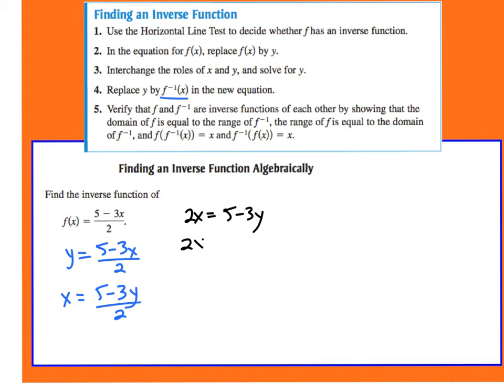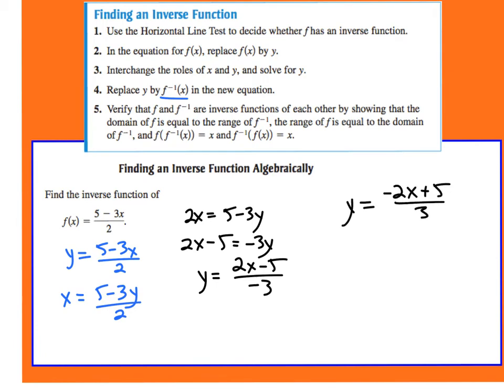Subtract 5. So now I have 2x minus 5 is equal to negative 3y. Then what? Divide by negative 3. So when I divide by negative 3, I end up getting y equals 2x minus 5 over negative 3. Now, this technically is not wrong. However, it's like bad etiquette. It's rude to have this negative 3 on the bottom, so I'm going to distribute the negative up top. So then I end up with y equals negative 2x plus 5 over 3.